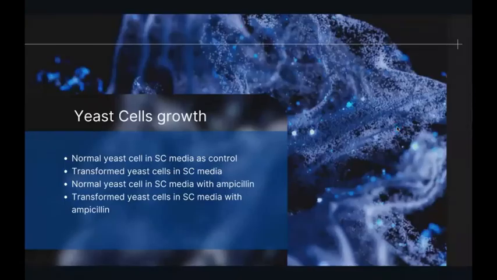The yeast needs to be grown under certain conditions in different Petri dishes. One is going to be the normal yeast cells in SC media as a control. The second one is going to be the transformed yeast cells in the SC media. The third one is going to be normal yeast cells in the SC media with ampicillin. And the last one is going to be the transformed yeast cells in SC media with ampicillin.